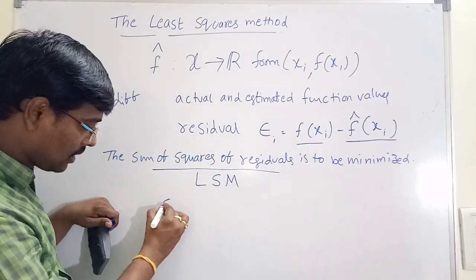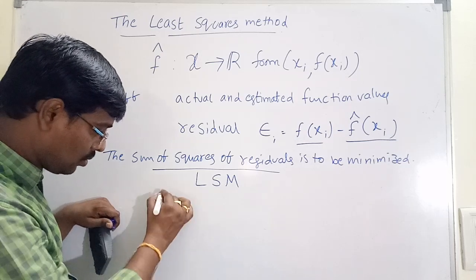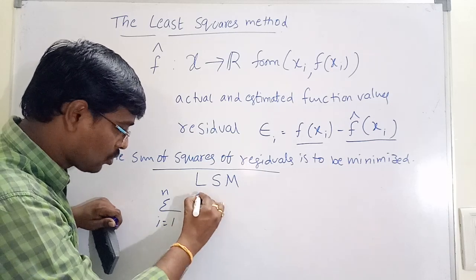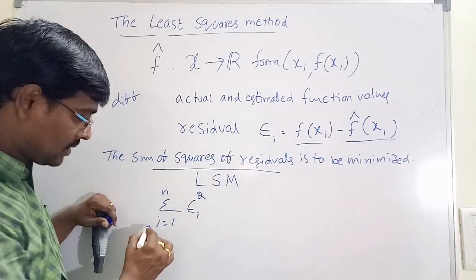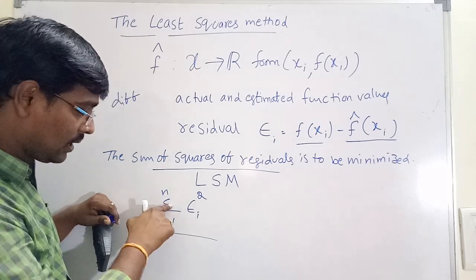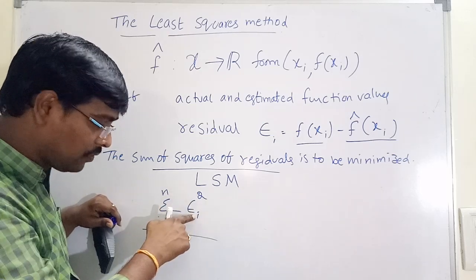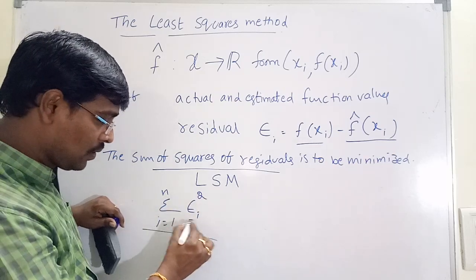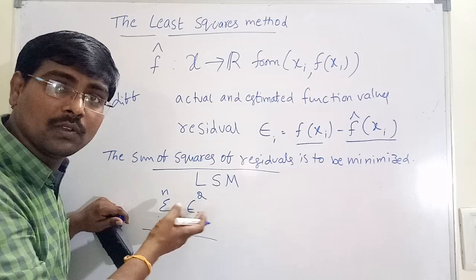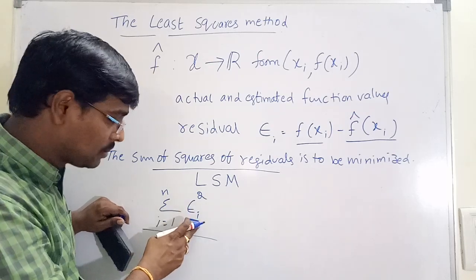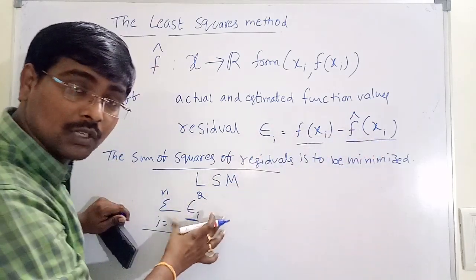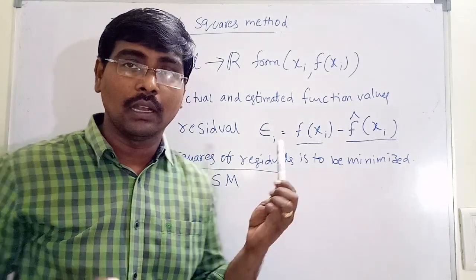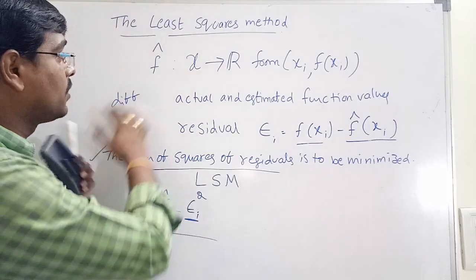It is represented in the format sigma i is equal to 1 to n, epsilon i square. This is the formula. Sigma i is equal to 1 to n is the sum of squares of residuals. Squares of residuals means epsilon i square. If you are using the notation epsilon, epsilon i is equal to this one, and this value is to be minimized. This is the least square method. Okay. The first point is completed.